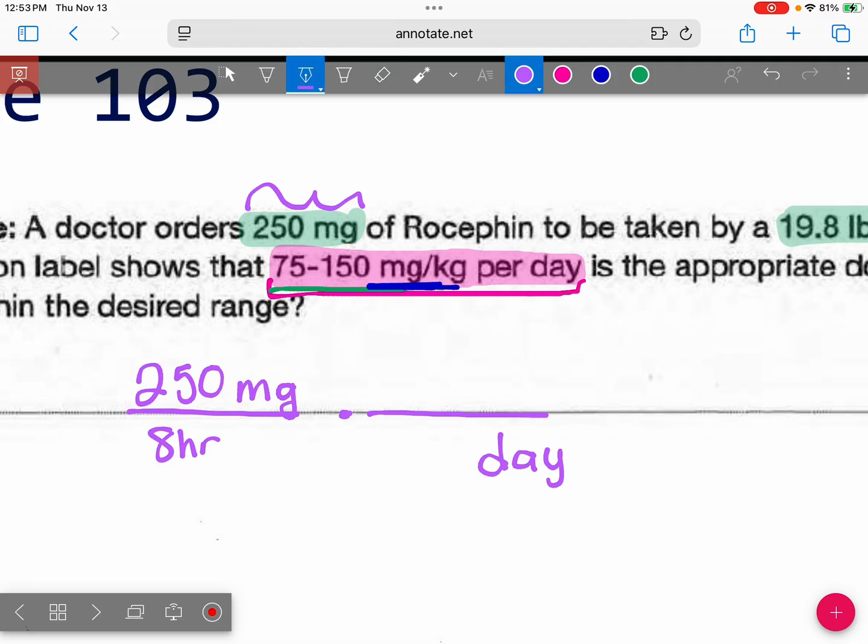19.8. That's how much the baby weighs. Stop looking in the paragraph for it. It's not written in the paragraph. You've got to do the math. If we know that they're taking 250 milligrams every 8 hours, you can figure out how many 8 hours are in a day.